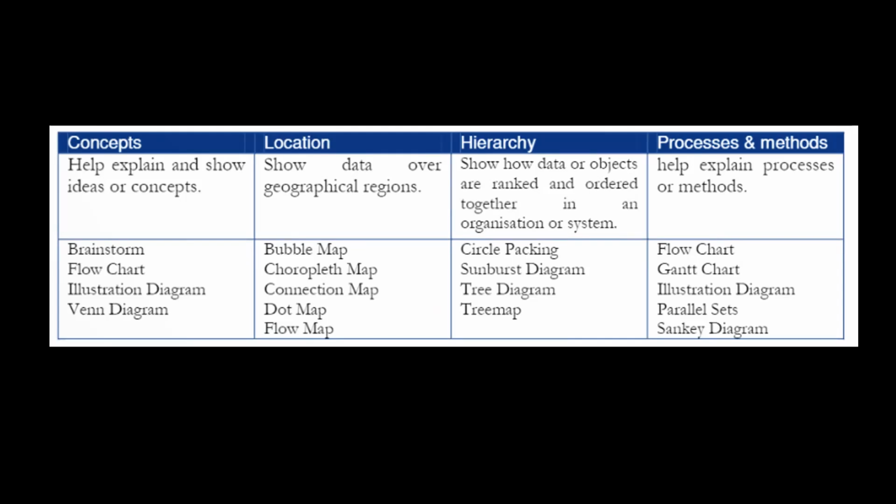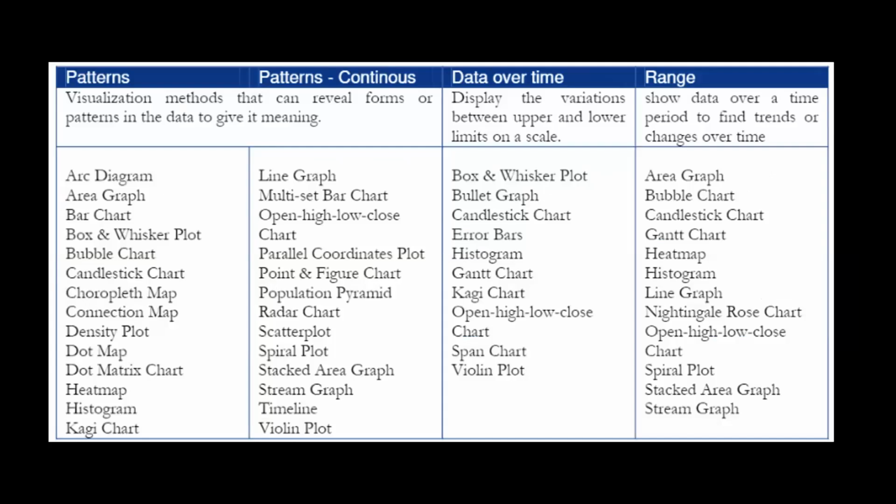Hierarchy is like you have subset, superset, right? You have tree diagram, tree map, circle packaging, etc. for hierarchy. Then process and methods. Then you can use it for patterns, for data over time. That is your time series data. Then to show range. Same thing, like production from each state is a range that you are showing. Lower the range, lighter the color. Higher the range, darker the color. That's a range type.